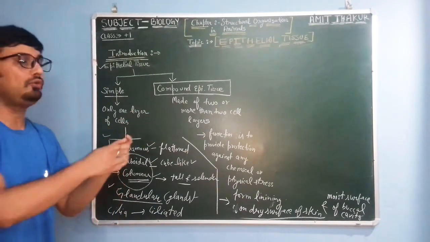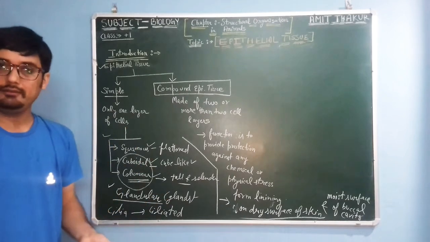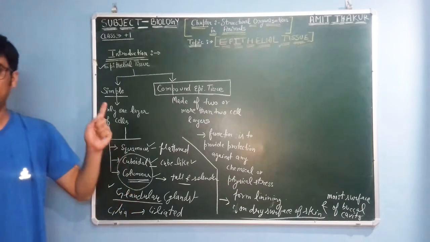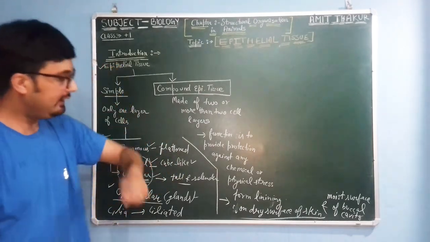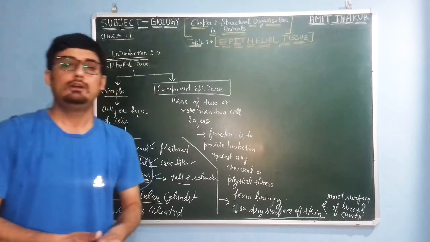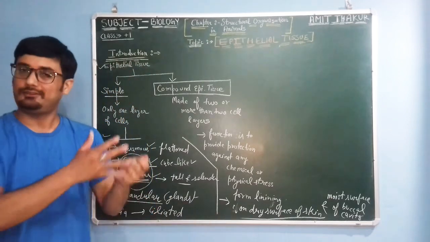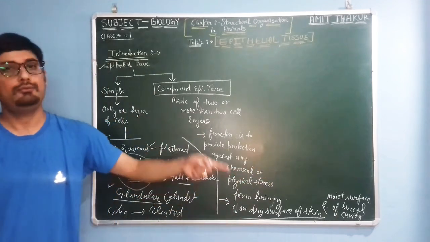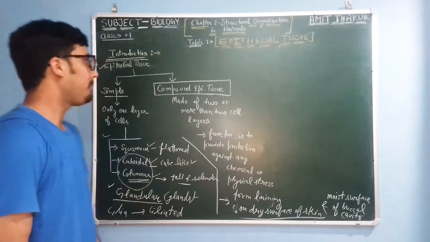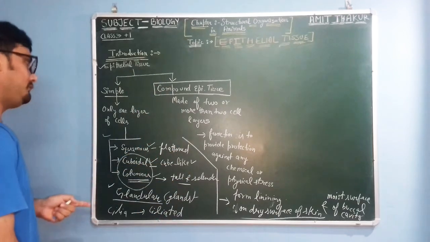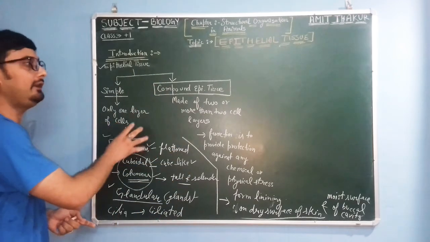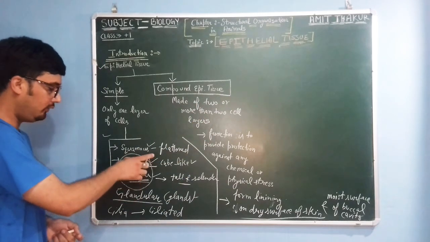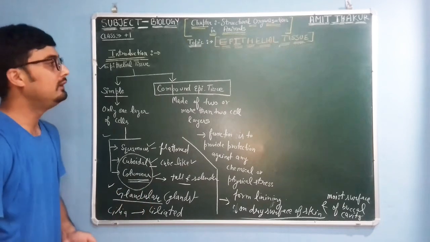पहली बात, it is made of two or more than two layers of cells. First of all, the function is to provide protection against any chemical or physical stresses, and it forms a lining on the dry surface of skin and the moist surface of buccal cavity, pharynx etc. Okay, so ये दो टाइप के हमारे पास एपिथेलियल टिश्यू आ गए, सिंपल टाइप ऑफ एपिथेलियल टिश्यू एंड कंपाउंड टाइप ऑफ एपिथेलियल टिश्यू. Squamous, cuboidal, columnar, glandular, ciliated.